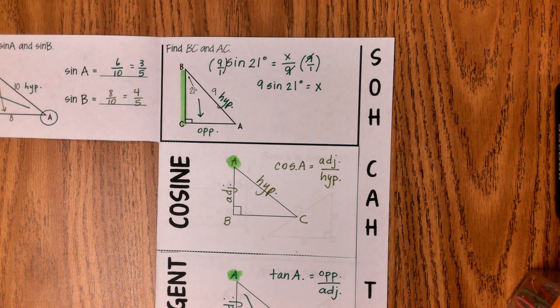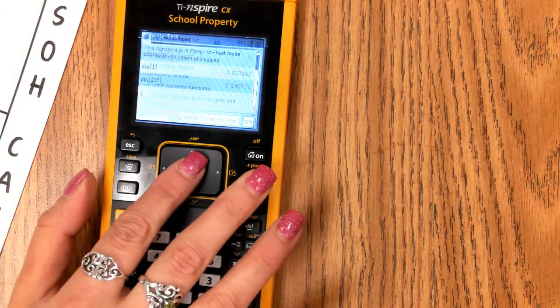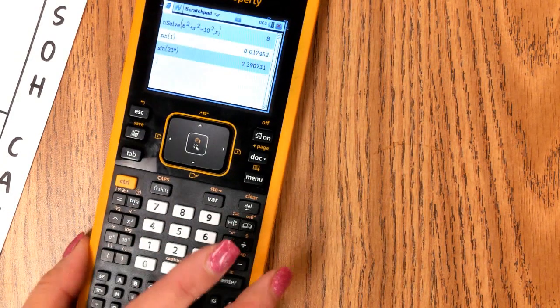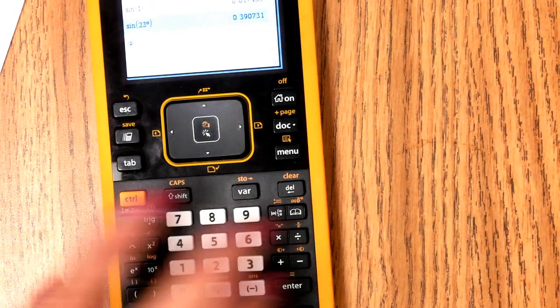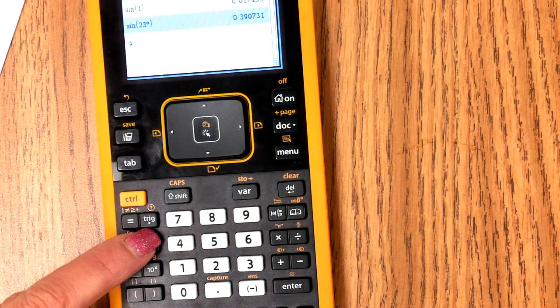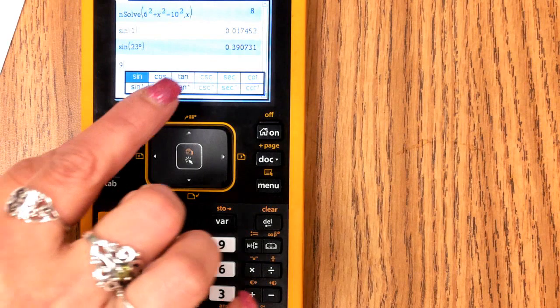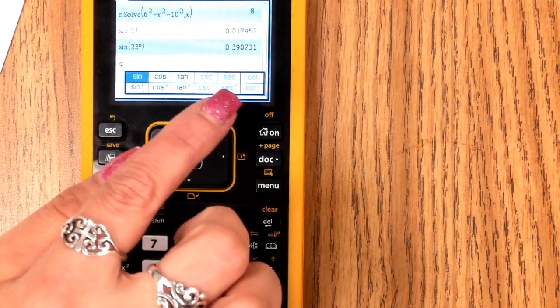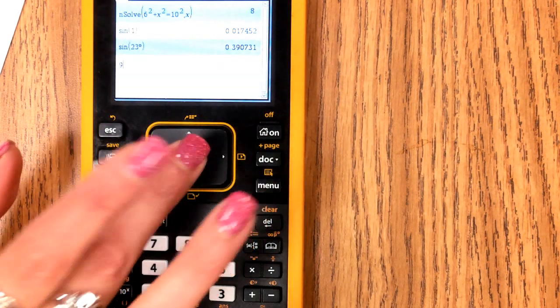Alright, with your calculators, I'm going to show you how to solve these problems. So I have a calculator here. On my calculator, I'm going to type in 9, and then, if you look down here, you see the word trig. So you're going to click trig. Right now we're doing sine. Notice all these other trigonometry functions. We're not doing those. We're going to do sine.